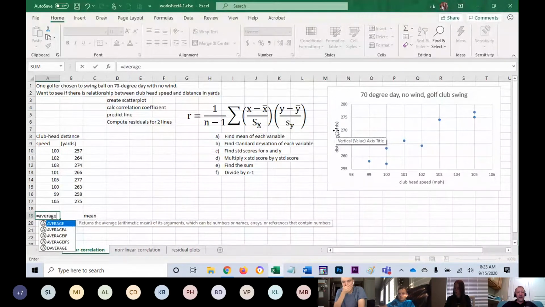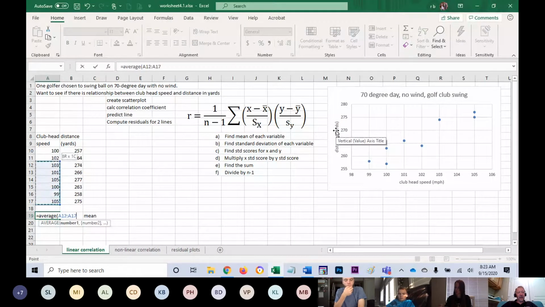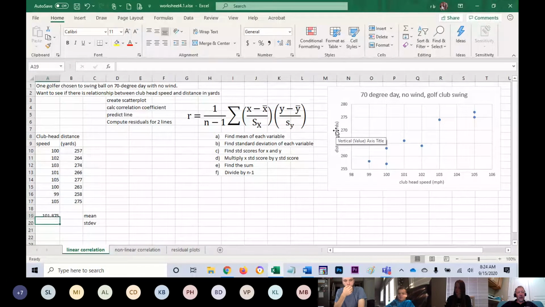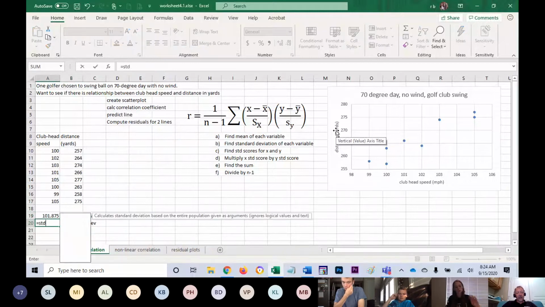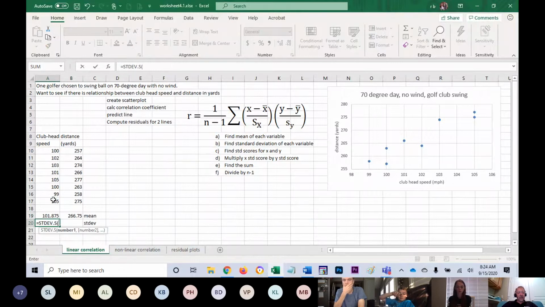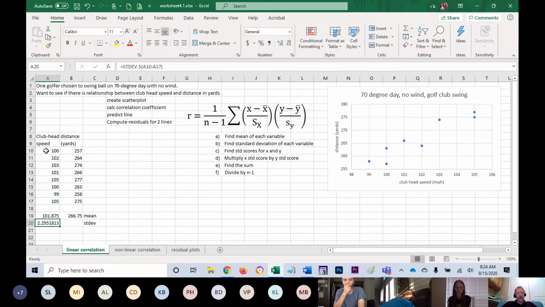Okay, so we need to find the mean of each variable. I'm going to find the mean, and the command in Excel is average. So the mean is 101.875 miles per hour. The mean distance is 266.75 yards. The standard deviation, std.s, because this is a sample, is 2.29 miles per hour and 7.74 yards, okay?